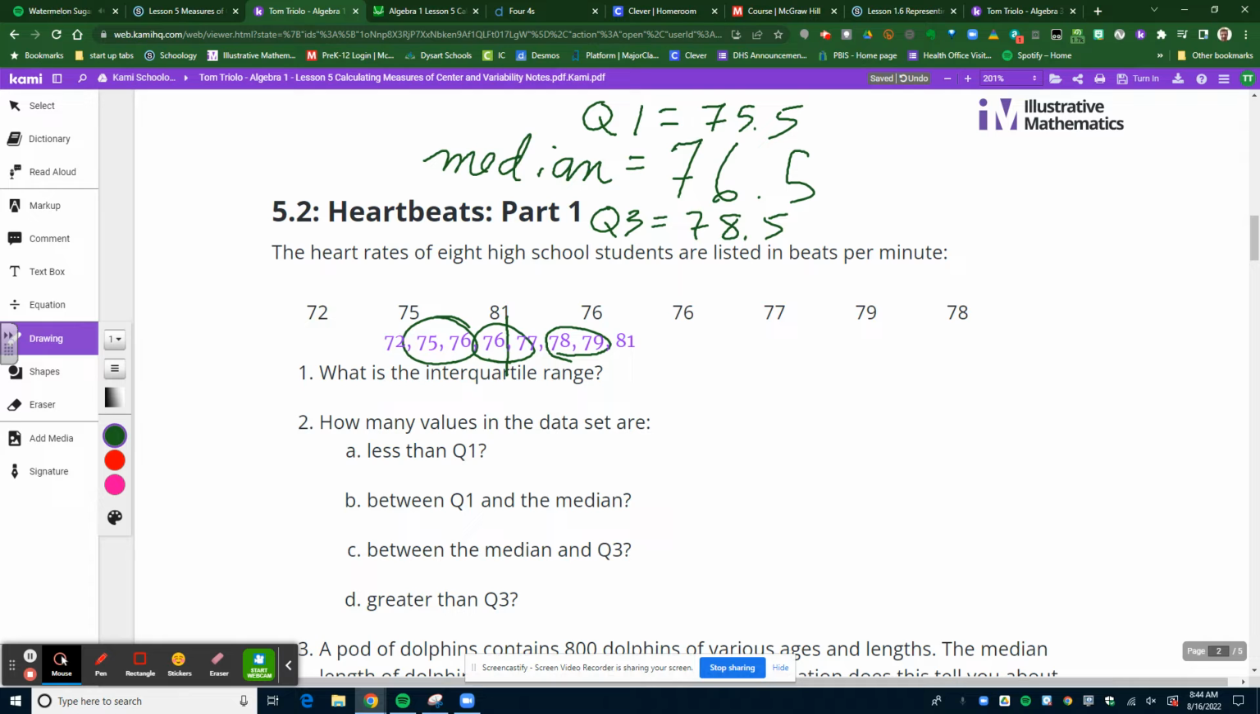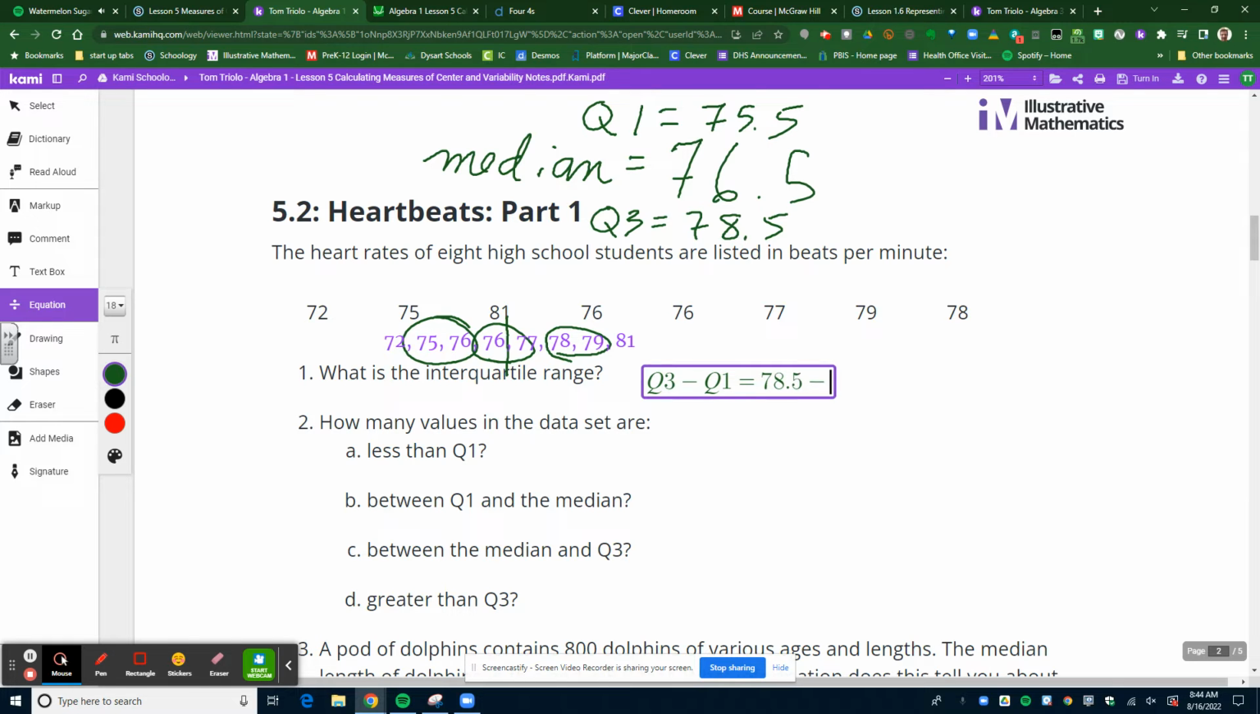And then the interquartile range is the difference between Q1 and Q3. So I'm going to use my equation editor right here. I'm going to type capital Q3 minus capital Q1, and then do the actual arithmetic. So I got 78.5 minus 75.5. If you're desperate to do that without using your brain, you can let Desmos do it for you.